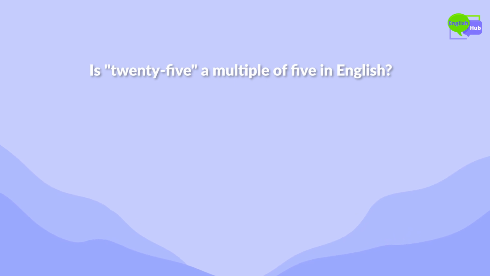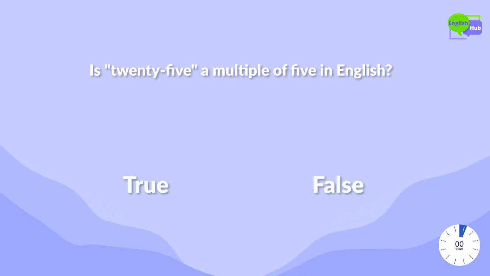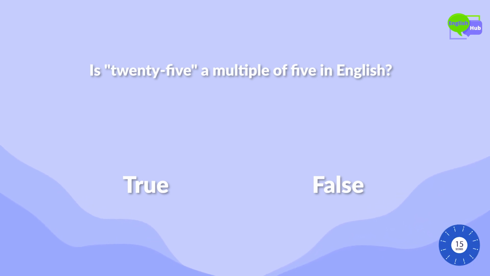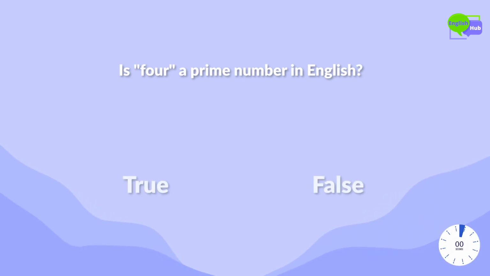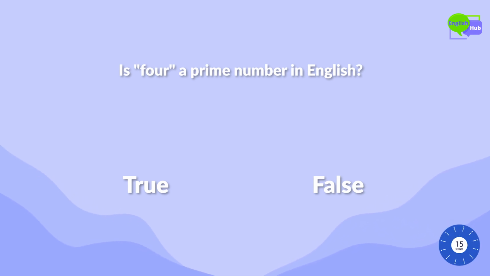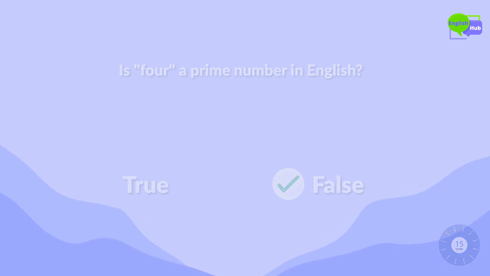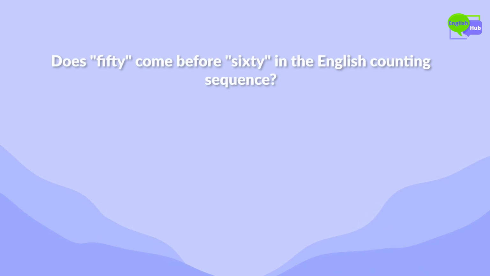Is 25 a multiple of 5 in English? Is 4 a prime number in English? Does 50 come before 60 in the English counting sequence?